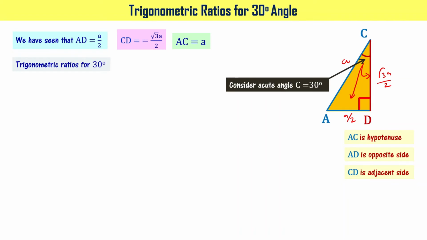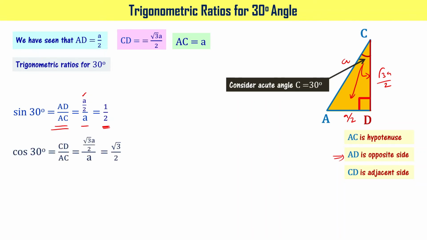It means sine 30 degrees can be written as opposite side by hypotenuse. Opposite side here is AD, that's why it is AD by AC. That is going to be 1 by 2, because A by 2 divided by A is 1 by 2. Sine 30 degrees is 1 by 2. Cos 30 degrees can be written as adjacent side by hypotenuse. Adjacent side here is CD, right? CD is root 3a divided by 2 and AC is a units. That's why it is root 3 by 2. Cos 30 degrees is root 3 by 2.